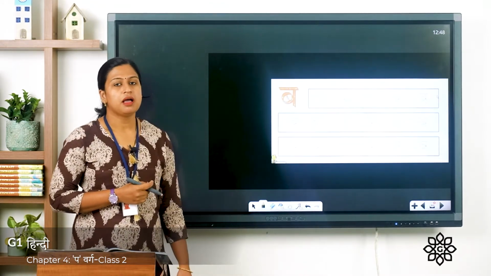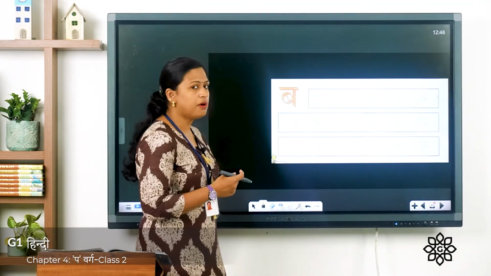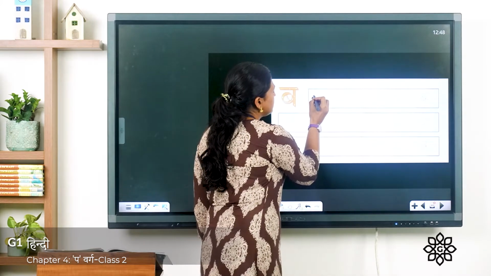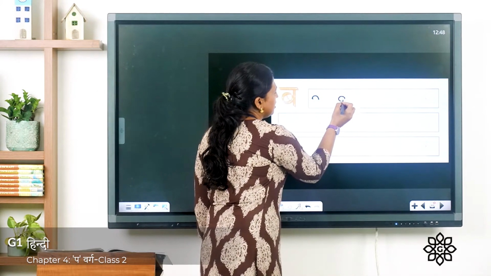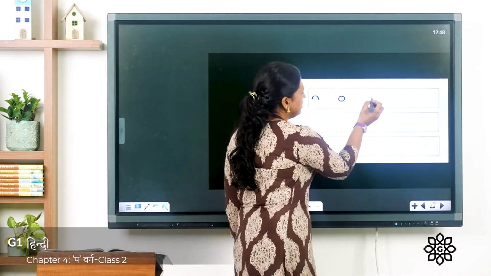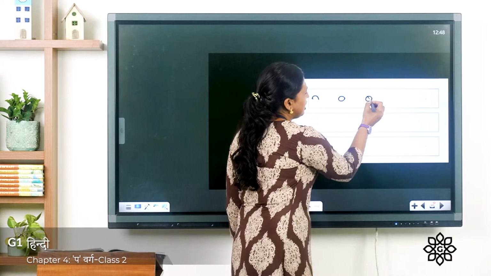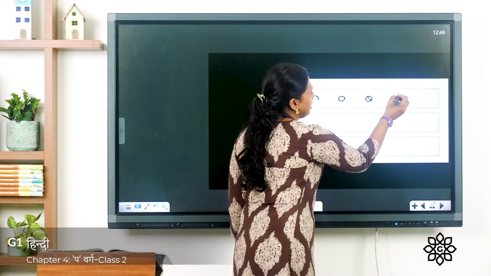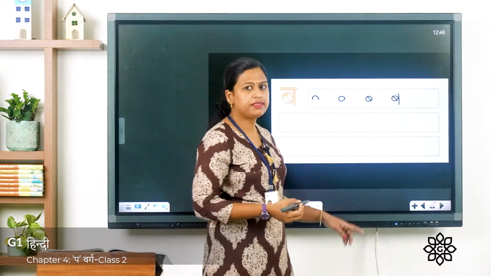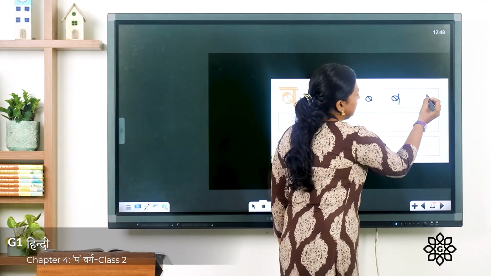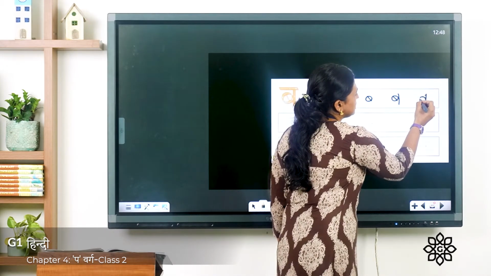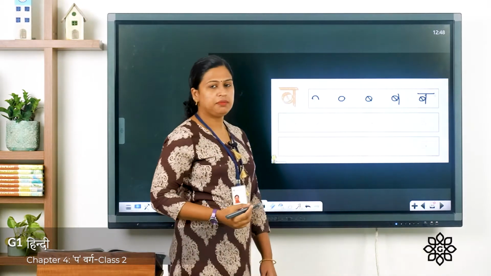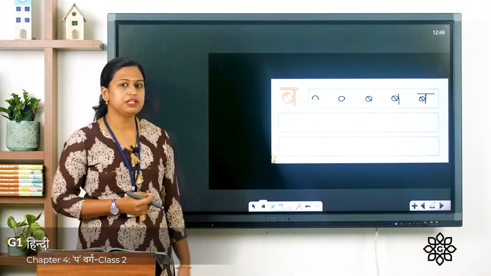Next vyanjan letter is ba. Ba say balti. So first you have to draw a small curve, a circle, next step, circle and a small slash, again, circle, small slash and standing line. This is another method of writing ba. You can write even like this, first standing line, then a small circle and slash in the middle. On the top, sleeping line. So rest of them you can do it by yourself.